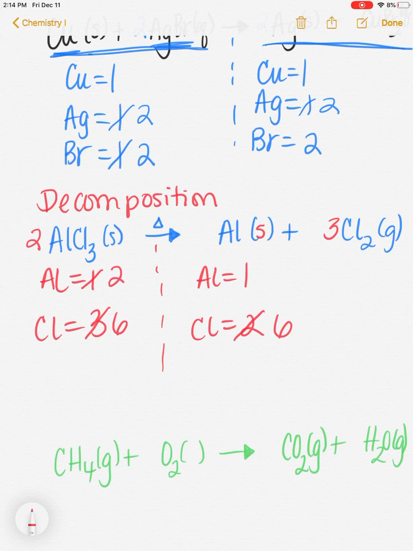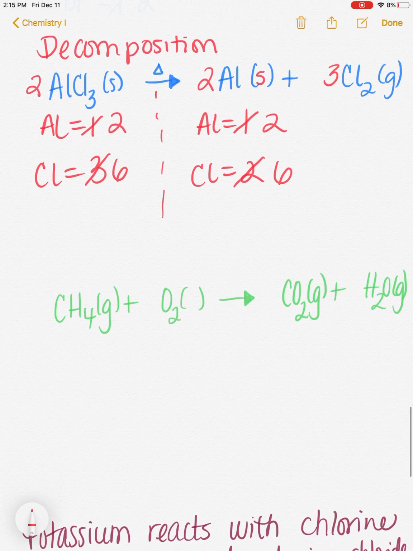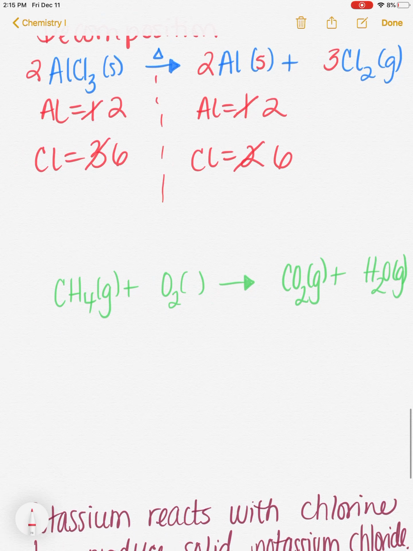But I changed my number of aluminums. Now I have 2 times 1, 2 aluminums. So in order to get the aluminums to balance, I need to put a coefficient of 2 here, and life balances. Like I said, this will get easier the more that you practice it.